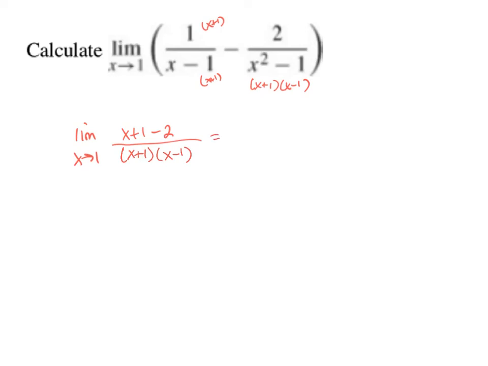Simplify the numerator. Sometimes these really simple steps we miss, and we're like, oh, nothing cancels, right? But x plus 1 minus 2, simplified, is x minus 1. Now we remove that factor, and our answer is 1 over 2, 1/2.